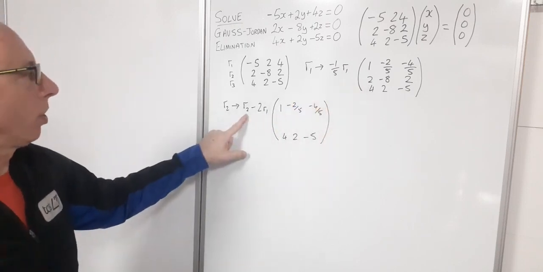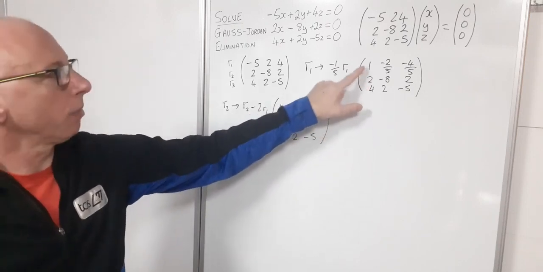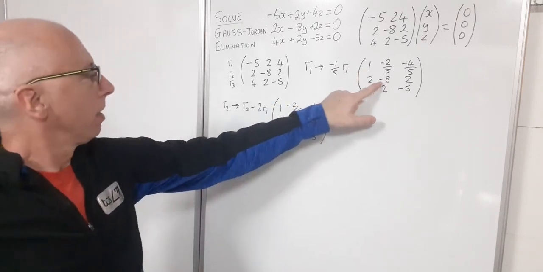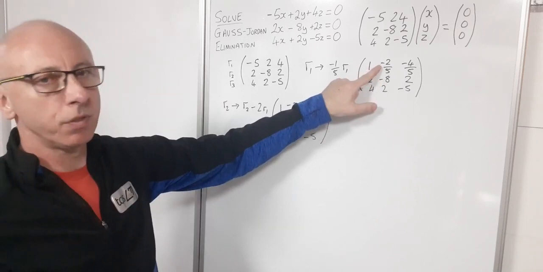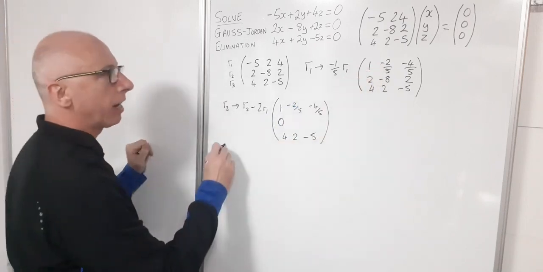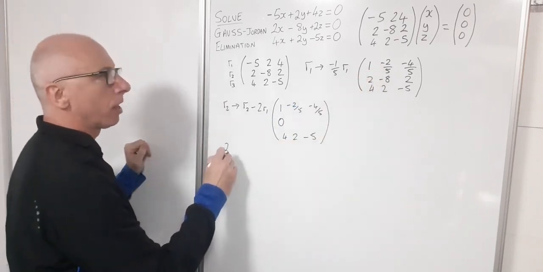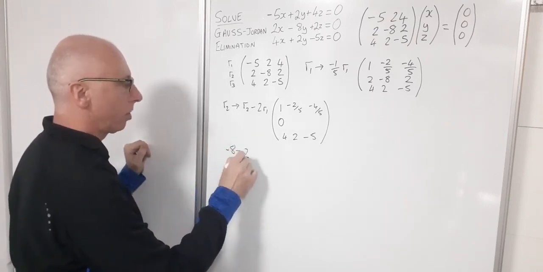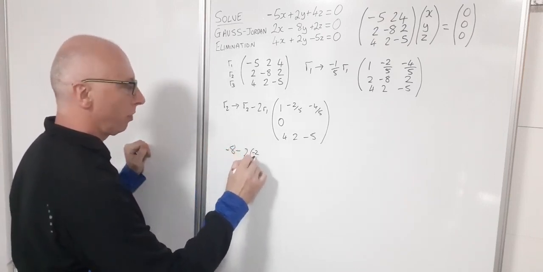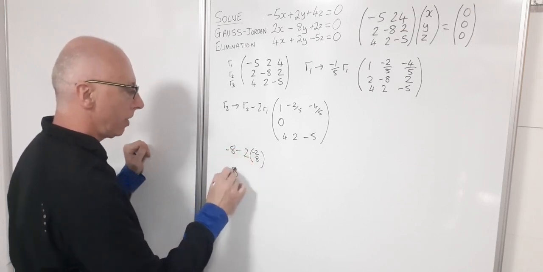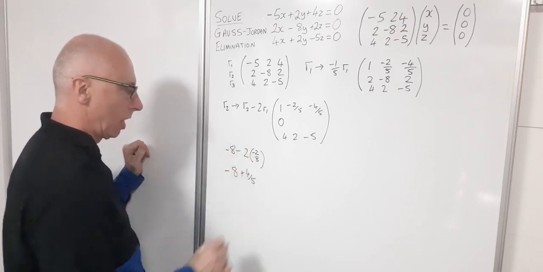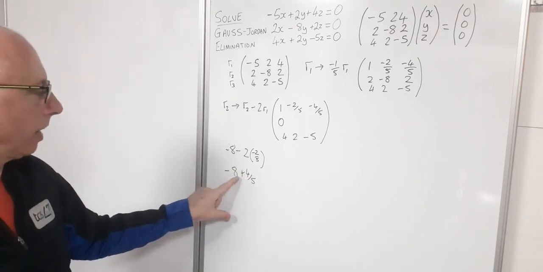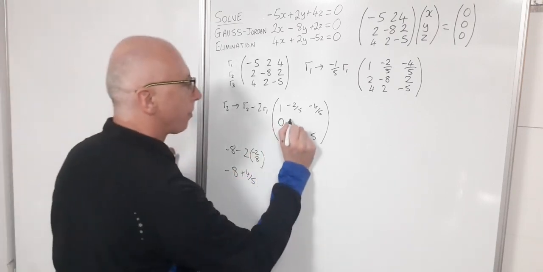And then let's fill in this one. So 2 minus 2 row 1s. 2 minus 2 gives me 0. Then -8 minus 2 lots of -2/5. Let's write this one down so we don't make a mistake. That becomes -8 plus 4/5. Well, -8 is -40/5. So that gives us -36/5.